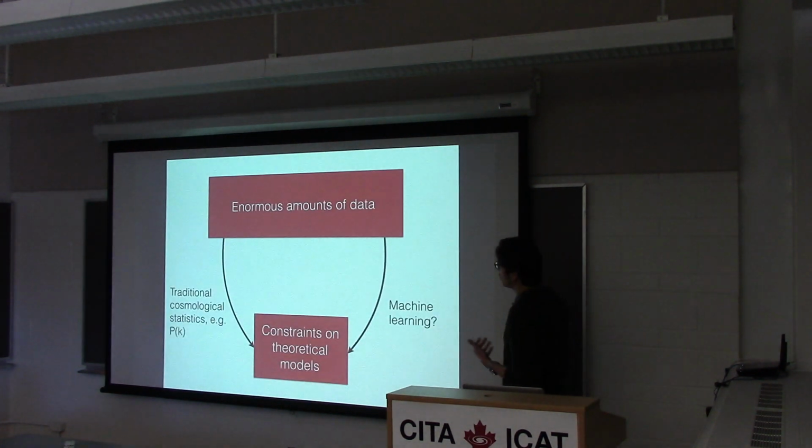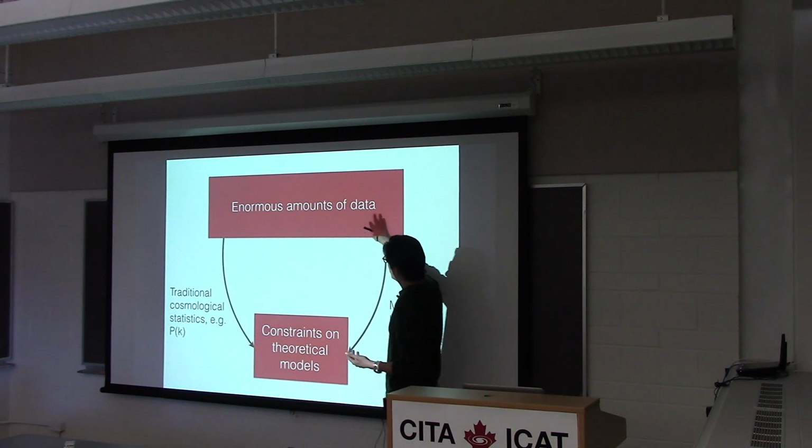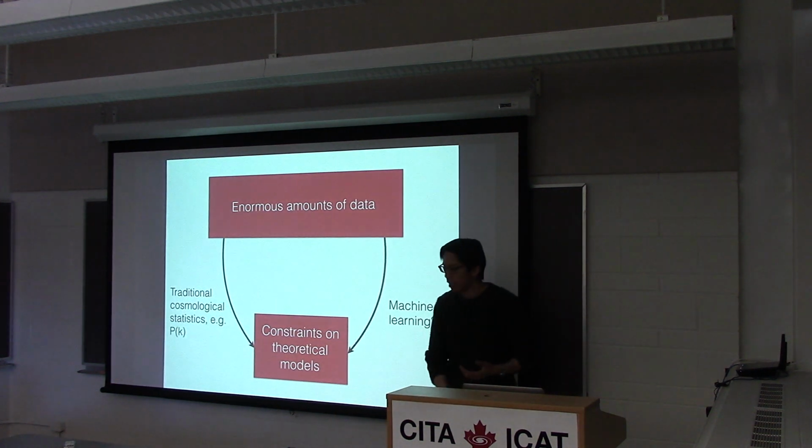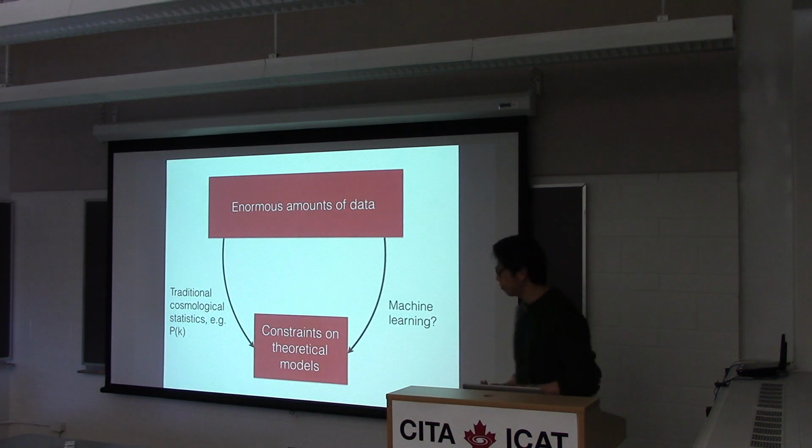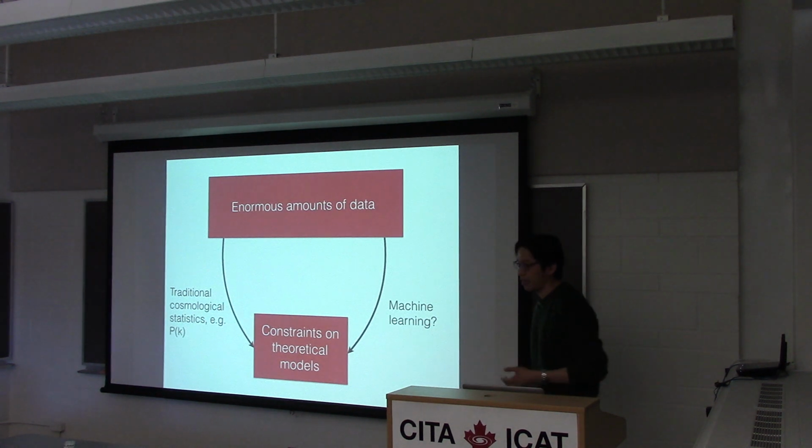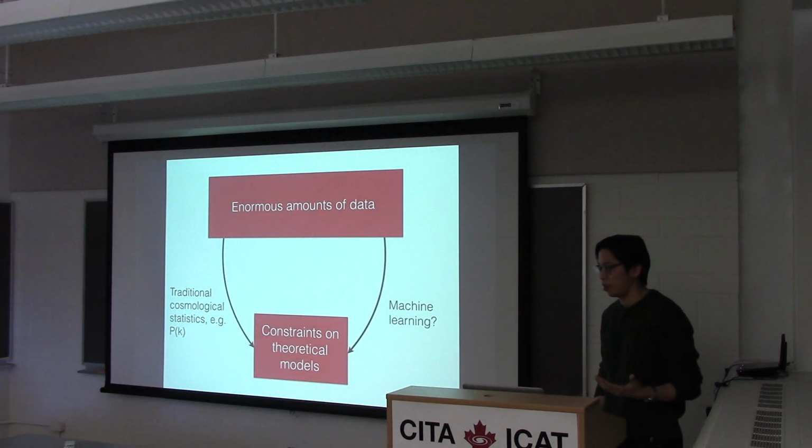But what we should also ask is, is there a way to go from this enormous amount of data, bypassing the power spectrum, and using machine learning, say, to learn about some of these theory models? Okay?